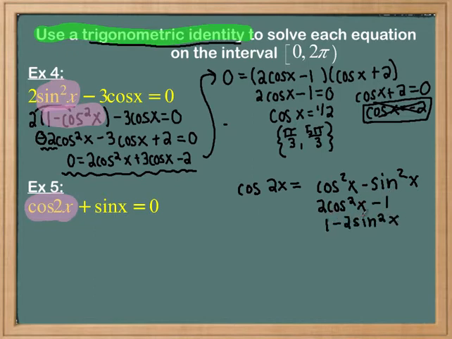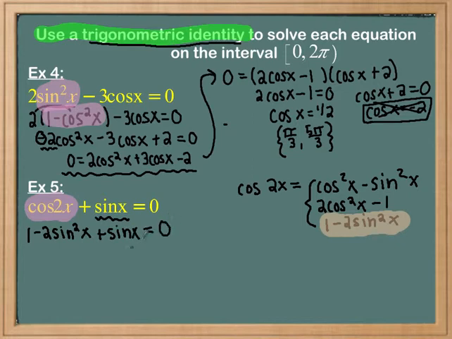Well, if I want to replace it, and I can see that I have a sine of x over here, I'm going to choose the option that has just sine of x in it. So, as a result, I'm going to go ahead and choose the third identity. I'm going to replace this cosine of 2x with 1 minus 2 sine squared of x. I still have my original plus sine of x equal to 0.